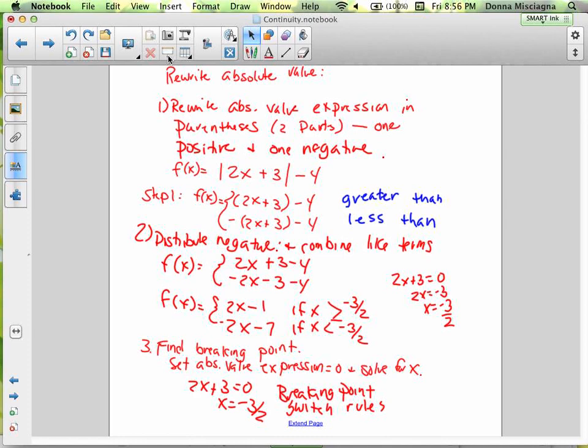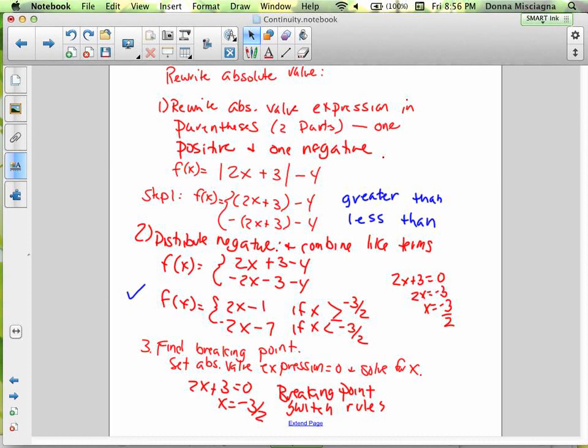So that gives us our piecewise function. f of x equals 2x minus 1 if x is greater than or equal to -3/2, and -2x minus 7 if x is less than -3/2. So you need to know where it switches, and it's going to switch at whatever makes what's in the absolute value bars equal to 0. If we were graphing it, it would switch from having a positive slope to a negative slope right at -3/2.